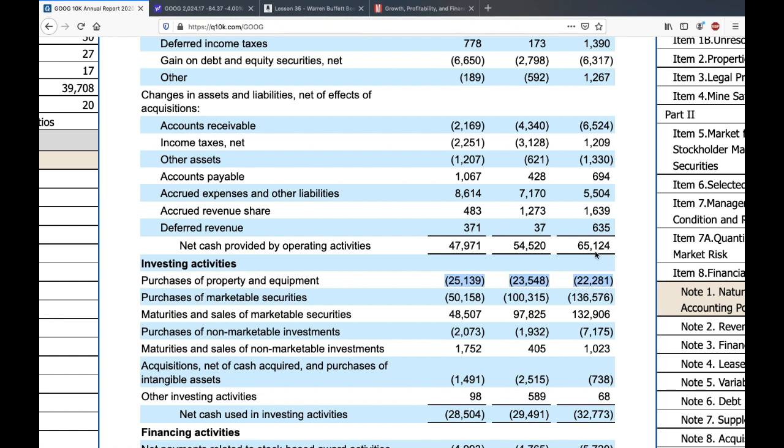And if you subtract $22 billion from $65 billion, meaning this minus this, will give you free cash flow. So cash from operations minus total capital expenditures is equal to free cash flow.